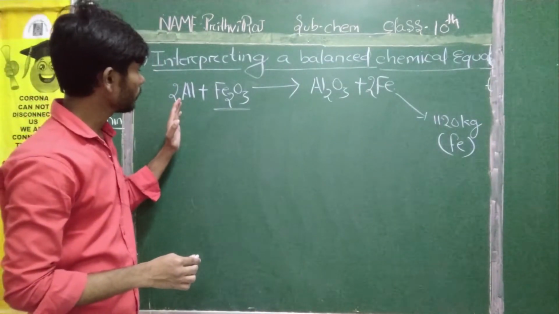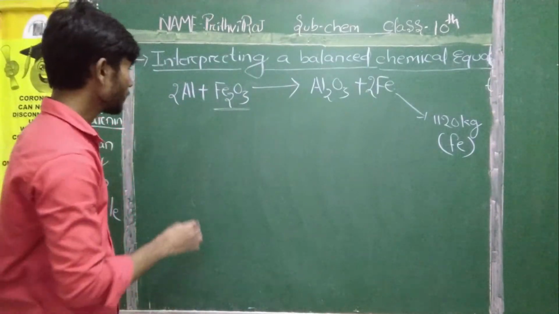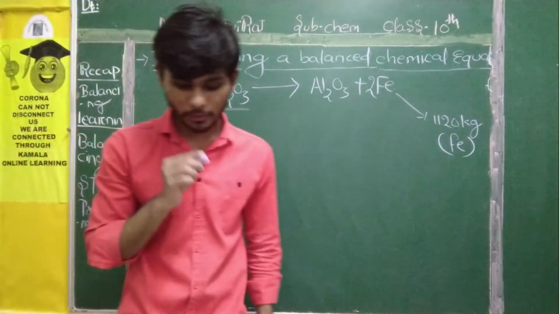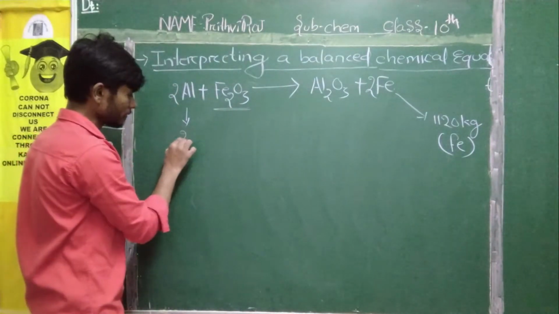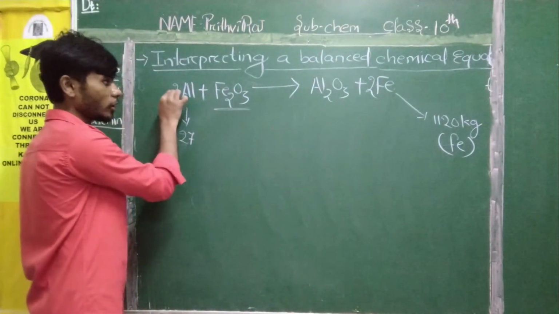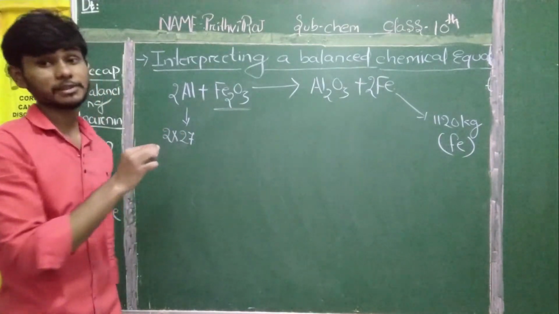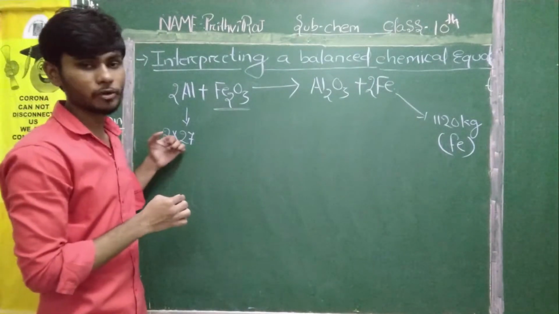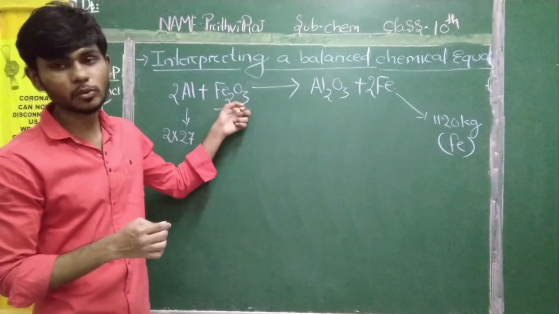We need to see the molecular masses of the particular compounds. What is the mass of aluminum, students? Do you have any idea? What is the mass of aluminum? 27. Then how much is it multiplied? 2 it is multiplied. That's what I am saying. Here you are getting the right amount of molecular mass. Okay, 2 into 27.